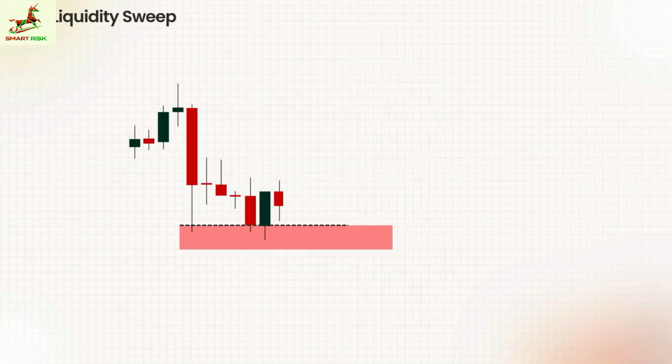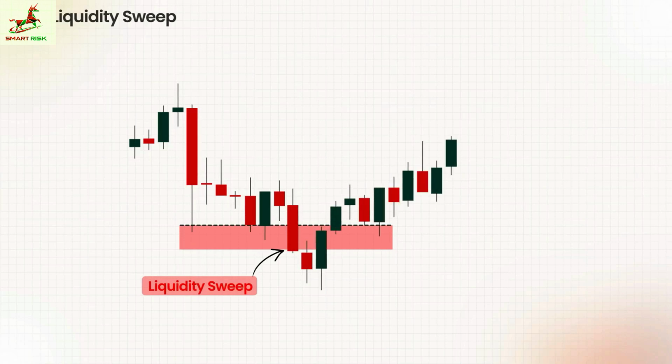Liquidity sweep. When the market temporarily breaks a level, hits the stop losses sitting there, and then reverses back in its original trend direction, that's called a liquidity sweep, meaning price only breaks a level to clear out the liquidity and then reverses right back.